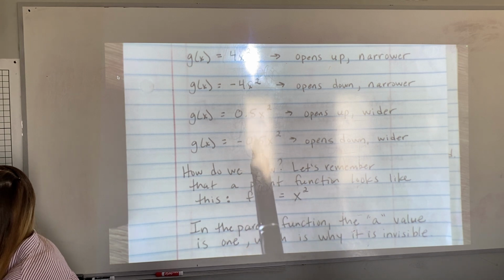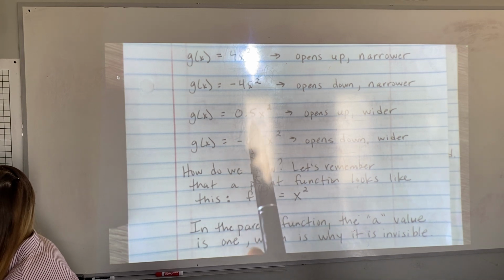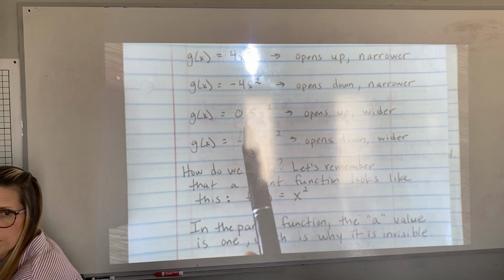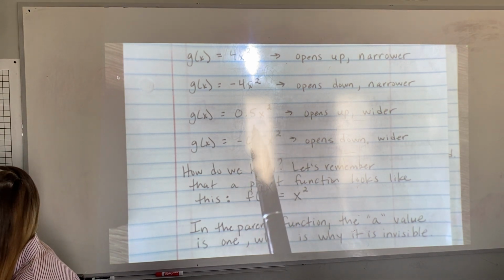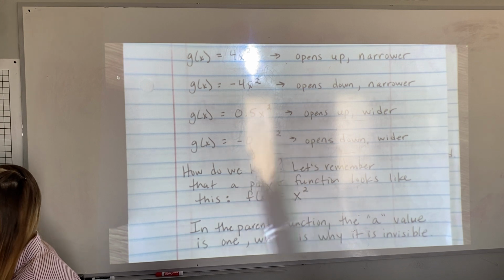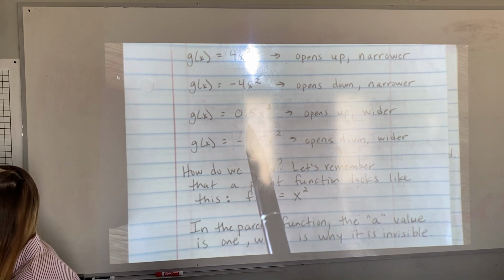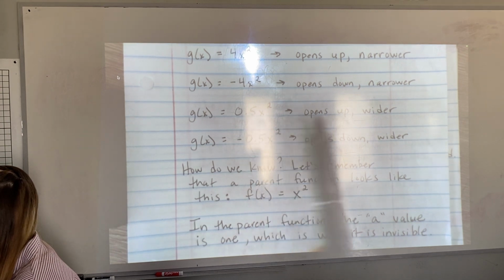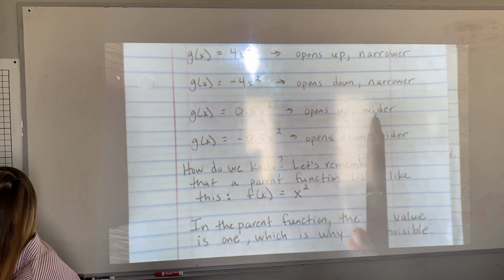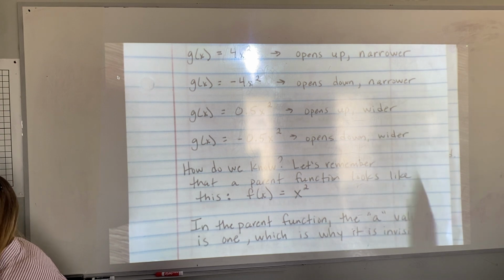Now we've got 2 decimal numbers. Decimal numbers, numbers that are between 0 and 1, open up. I'm sorry, not open up. It does open upward, but these are both decimal numbers between 0 and 1, so they are going to be wider parabolas.